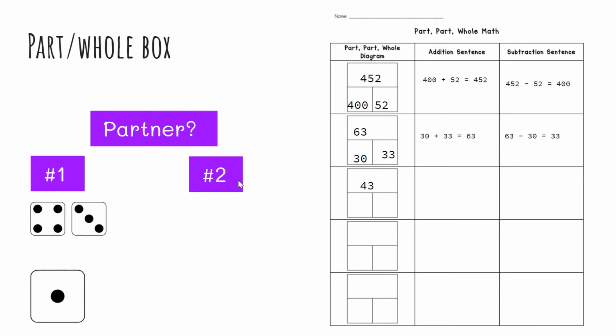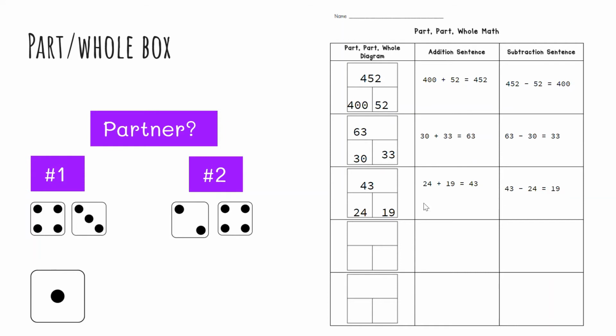Now it's partner 2's turn to roll the dice. They roll a 2 and a 4. So they are going to write 24 somewhere in the part and whole box. They wrote it right here. Now we need to think of an equation that will solve the missing box. Partner 1 and partner 2 will take turns doing this. So you might do 43 subtract 24, which will give you the missing number, which we found to be 19.